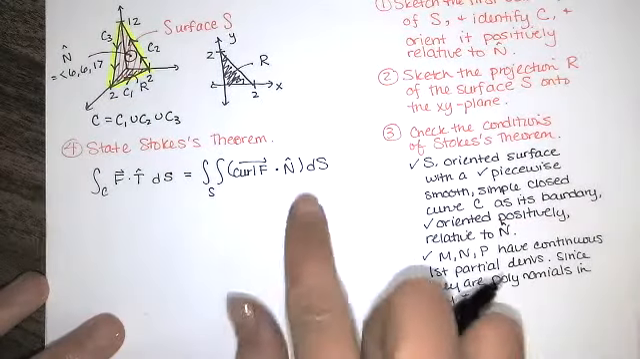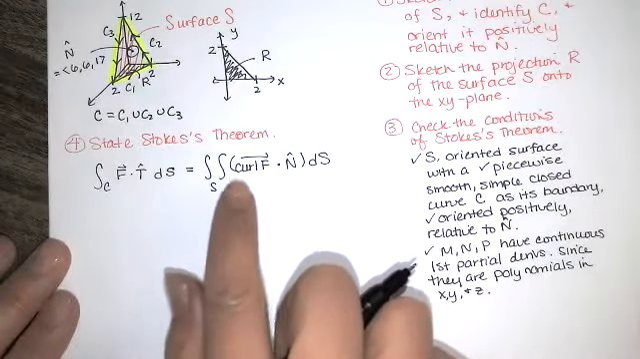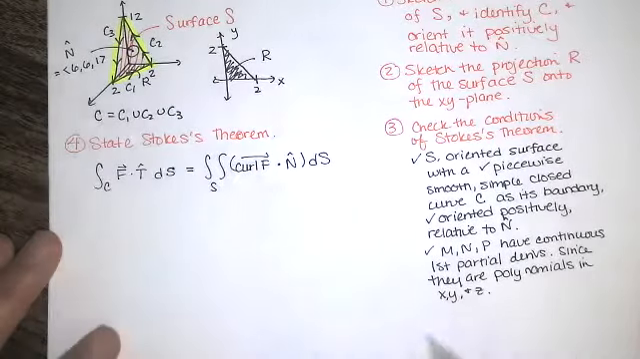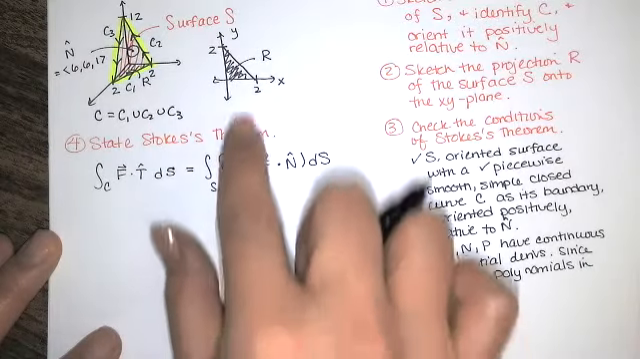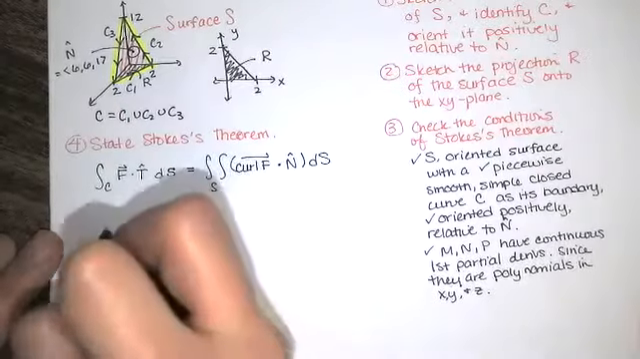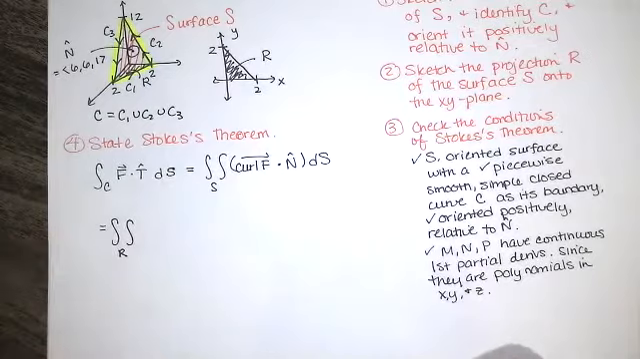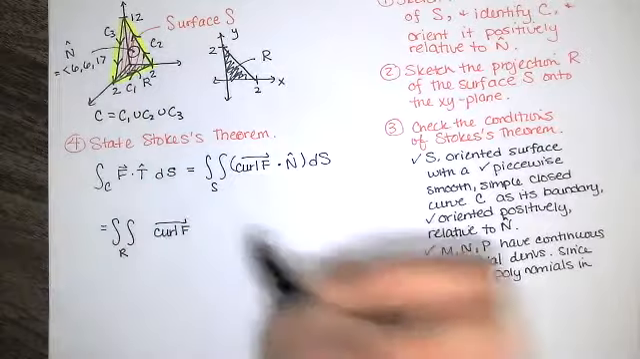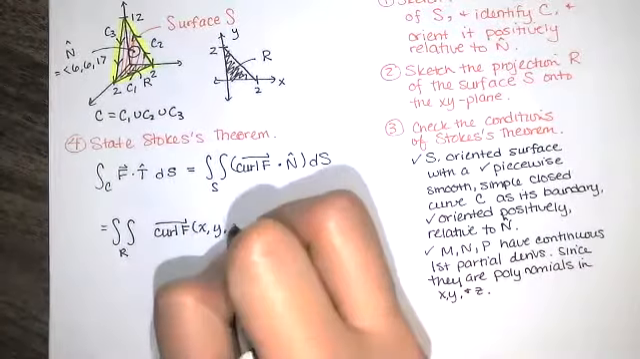Okay, so what do we need to evaluate this? Well, it's a surface integral, so instead of evaluating the surface integral over S, we evaluate an equivalent double integral over the region R in the xy plane. So we will evaluate this instead. We'll have the double integral over R of the curl of F evaluated at x and y, and whatever z is in terms of x and y.